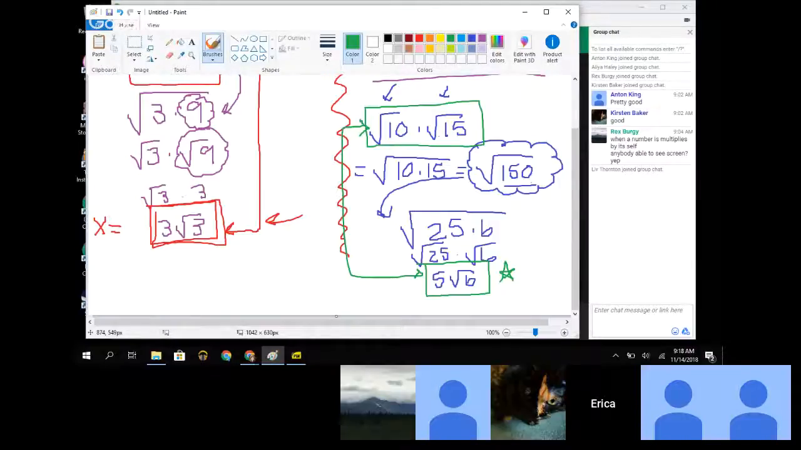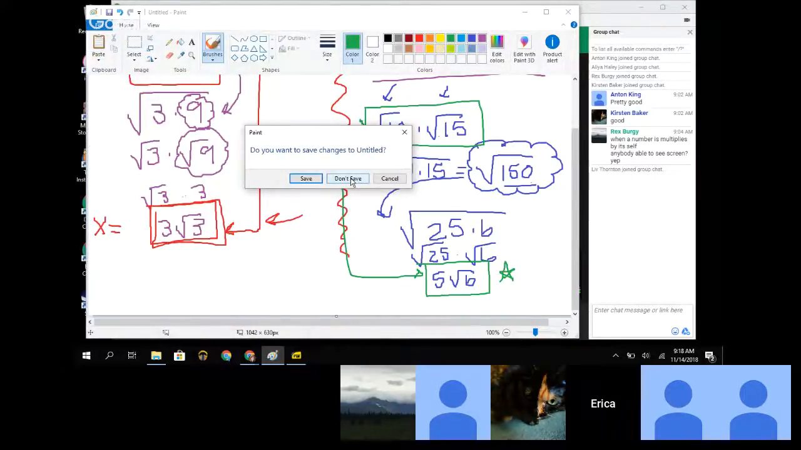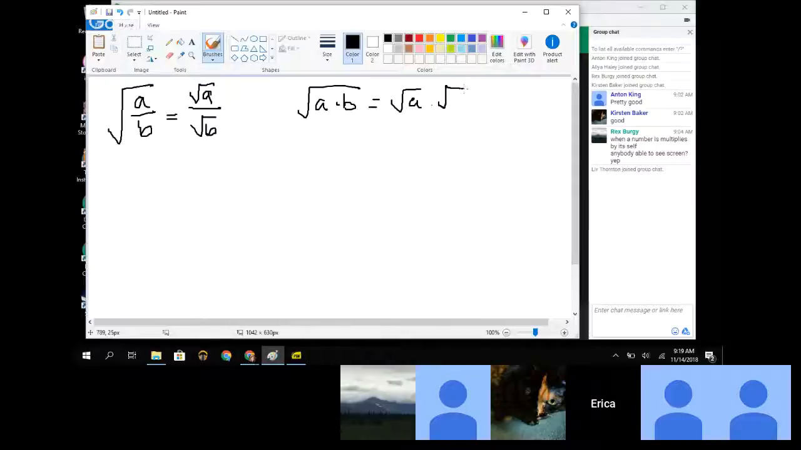Okay. One more piece of that is that there's the idea of multiplying, but there's also the idea of dividing. So the general rule is if you have the square root of A divided by B, you can rewrite that as the square root of A divided by the square root of B. Just like when we were multiplying, you can break them apart, right? When you're dividing, you can break them apart.